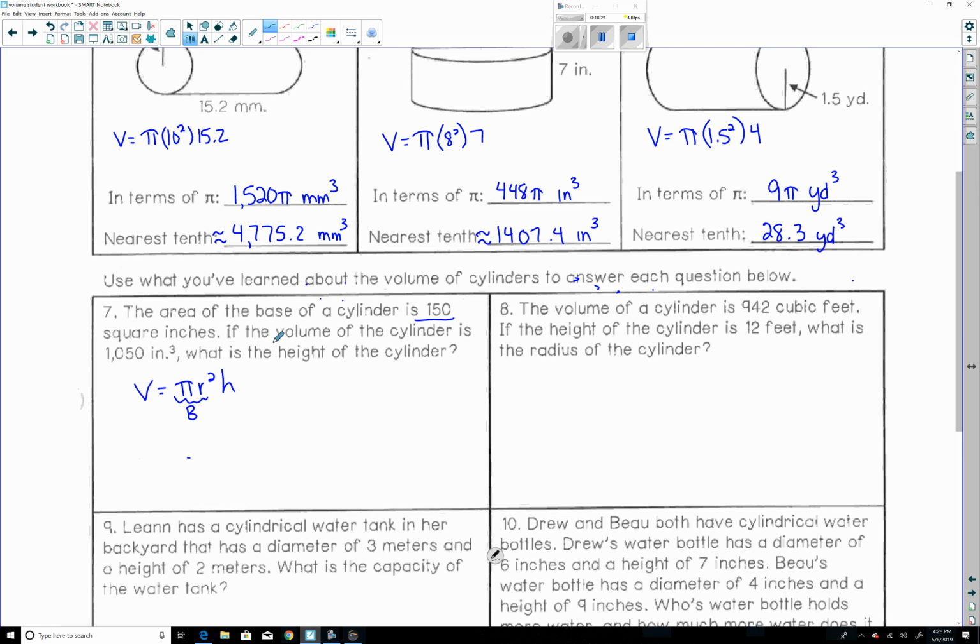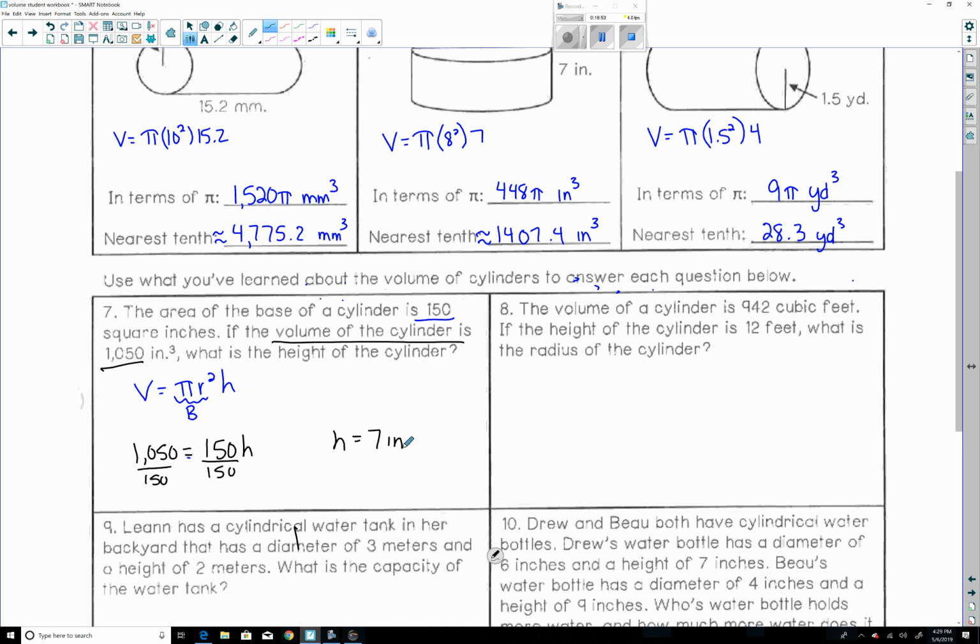The volume of the cylinder is 1,050. So instead of the V, I'm going to say 1,050 equals, instead of the base, I'm going to say 150 times the height. If I want the height, the h all by itself, what am I going to do? Divide both sides by 150. So 1,050 divided by 150, h equals 7 inches.